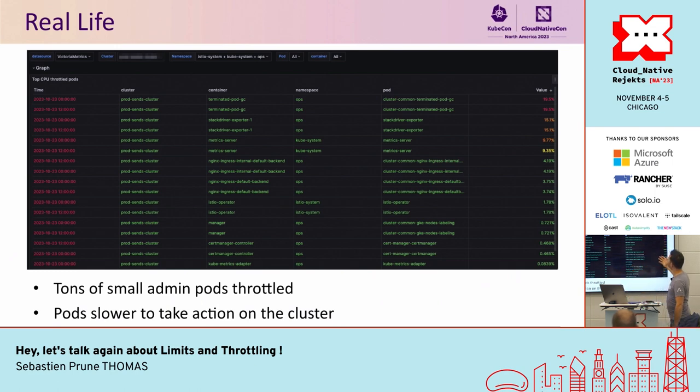And you end up with that. This is one of my clusters. Ops namespace and kube-system namespace. So it's only things I manage as a platform DevOps engineer. And you see 20% throttling for this terminated pod garbage collector, 15% for the Stackdriver exporter.